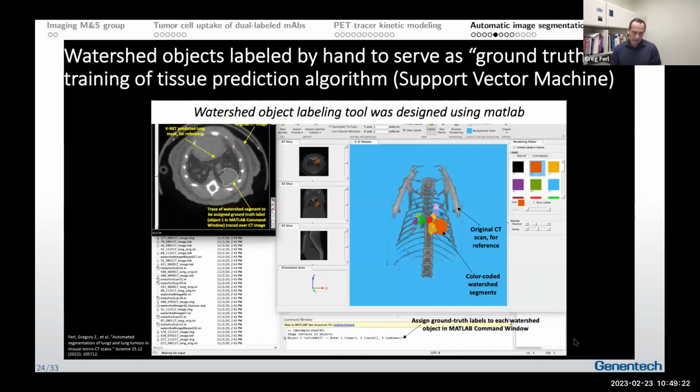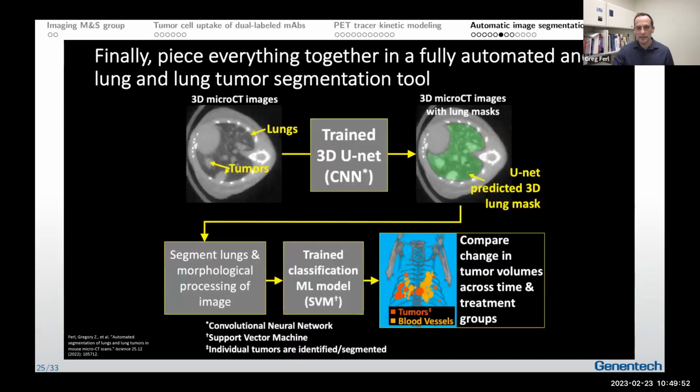Then we developed a customized labeling tool, and this was the time-consuming part. For all the scans in the training set, we went through and manually assigned each object that came out of the previous analysis a label of either tumor, blood vessel, or we don't know what it is, which is common when you have very small fragments. Sometimes it's not clear what tissue type it is. So we created that training set. Then we used a support vector machine approach, a machine learning-based classifier, to predict what tissue type each object is. I apologize, I went through that very quickly.